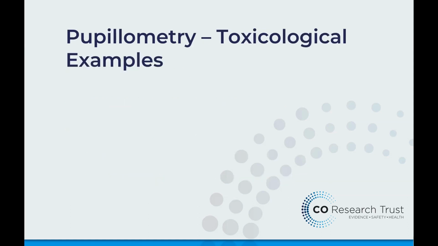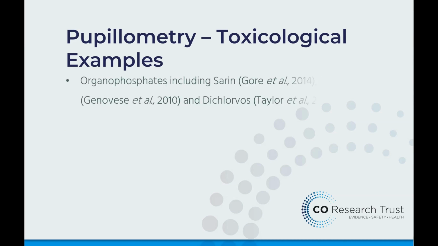So to get a better understanding of how pupillometry might be useful and aid the diagnosis of people exposed to carbon monoxide, I'm going to give you some other toxicological examples of when pupillometry has been applied. It's been explored in relation to exposure to organophosphates, which are a class of compounds typically seen in nerve agents and insecticides. Research has explored pupillometry to assess the pupillary light reflex in patients exposed to sarin, soman, and dichlorvos.